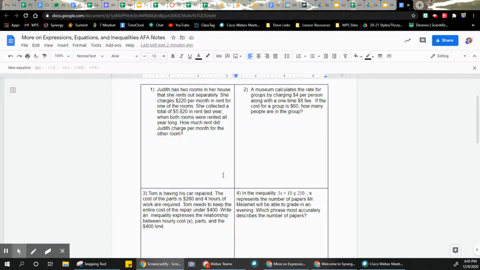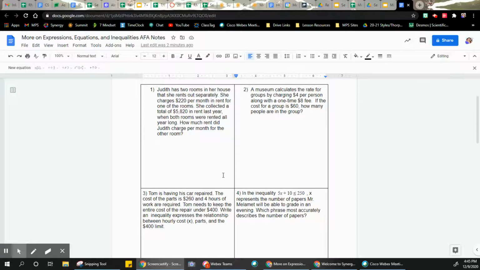2 rooms in her house that she rents separately. She charges $220 per month in rent for one of the rooms. She collected a total of $5,820 last year when both rooms were rented all year long. How much in rent did she charge per month for the other room?